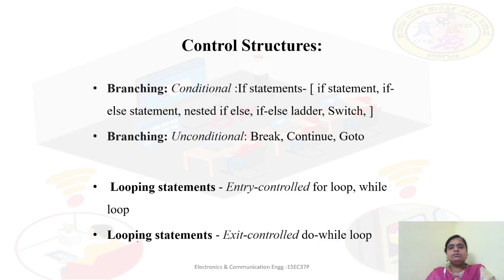The control structures in C can be classified as branching and looping statements. Under branching, we again classify it as conditional and unconditional. Under conditional, we have the if statements and the switch. Under unconditional, we go through break, continue, and goto. In one of my previous sessions, we have covered the if statement. In this session, we will start with the switch statement and also cover the looping statements, which are again classified as entry controlled and exit controlled.